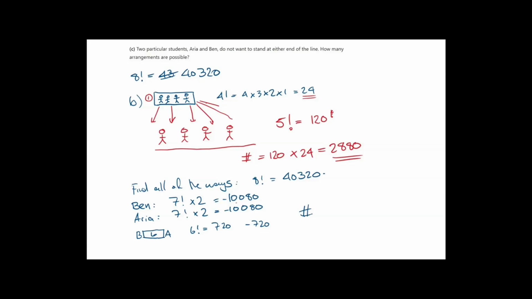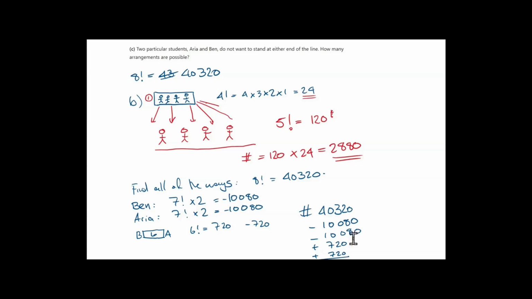So the total number of ways that we can rearrange these 8 students in such a way that Ben and Aria are not on the end is 40,320 minus the 10,080 for the ways that Ben could be at each end, minus the number of ways that Aria could be at the end, and we are going to add 720 and 720, because remember these 720 are going to be subsets of this one.